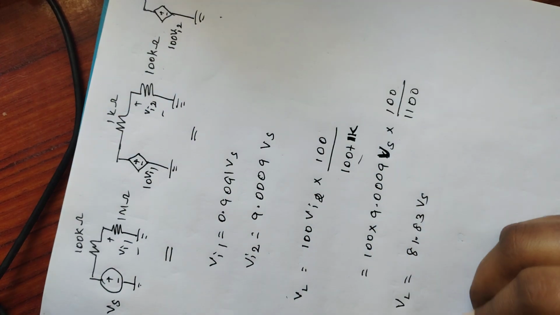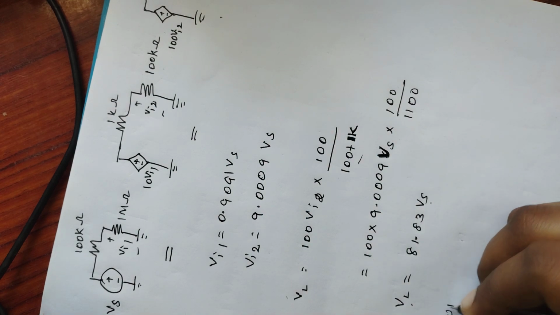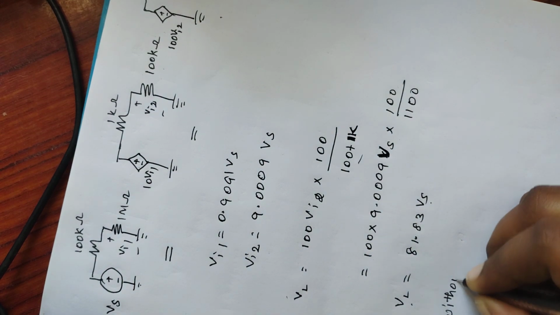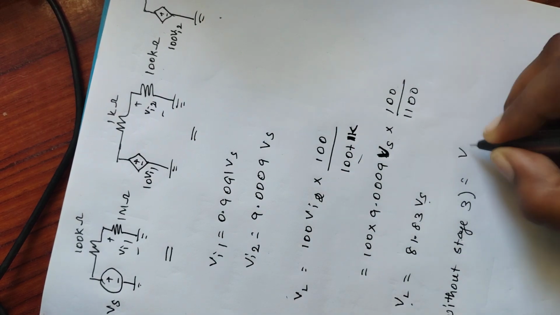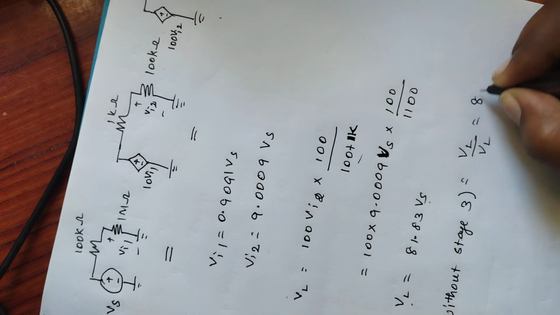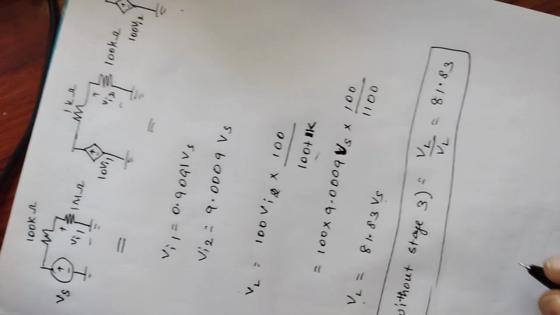So what is the voltage gain? That is output divided by input. So the voltage gain without stage 3 is nothing but VL divided by Vs, equal to 81.83. Okay, this is the value we are getting. So now we have to compare.